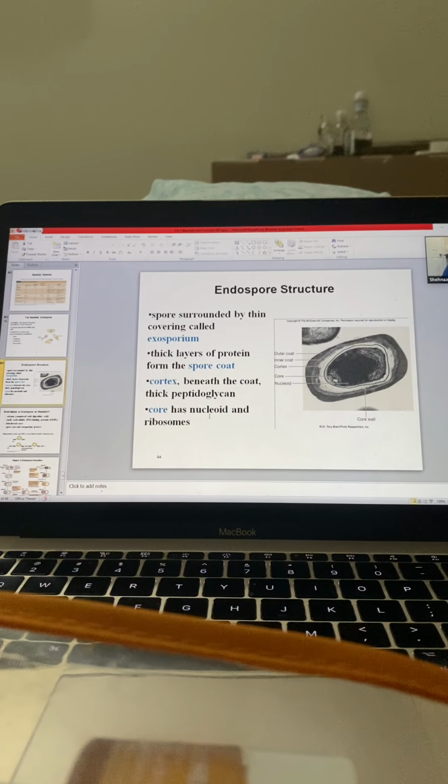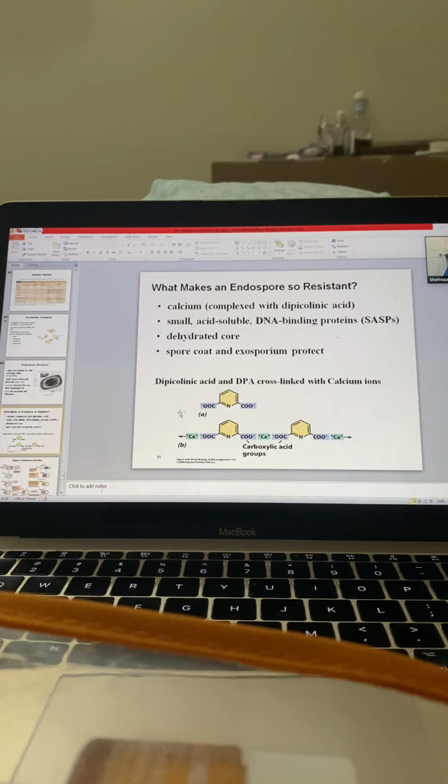The core of the spore will have the nucleoid. That means the nuclear material is still there. Of course, it is needed for it to regenerate into the vegetative form. And also in the core will be ribosomes. If there were no ribosomes in the core, protein synthesis would not begin and you would not be able to revive the spore again. So what makes the spore so resistant? There are several hypotheses as to what makes the spore so resistant.